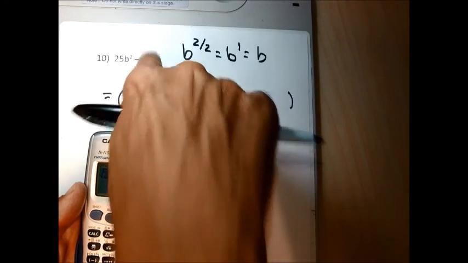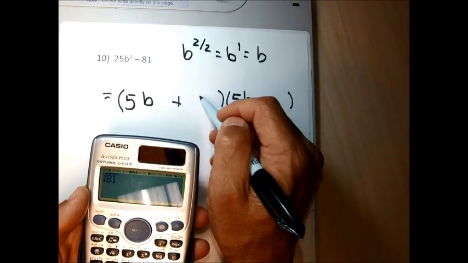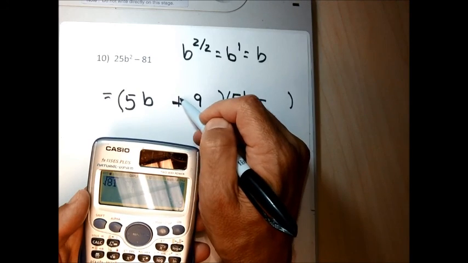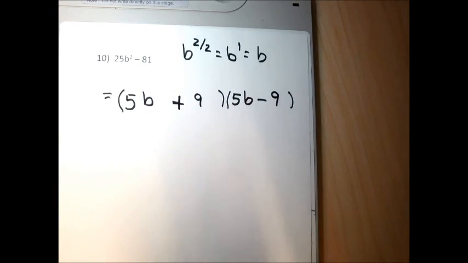And for the last, I just do the square root of 81. And the square root of 81 is 9. So for my answer, one parentheses needs a 5b plus 9. And another parentheses needs a 5b minus 9. And you could do 5b minus 9 first if you care to. It doesn't matter.